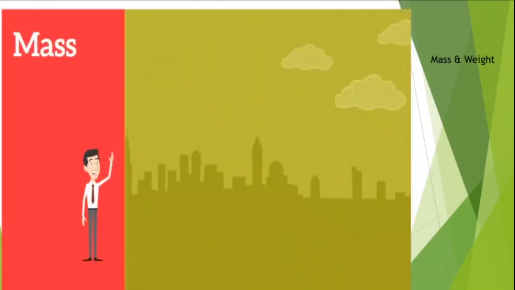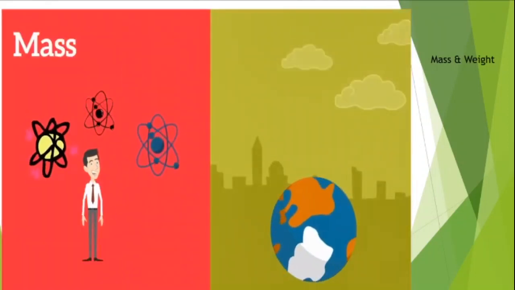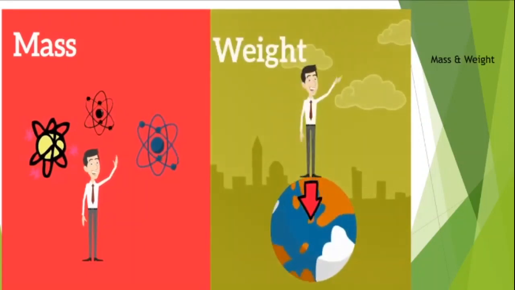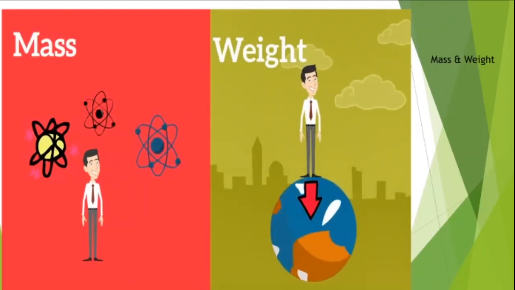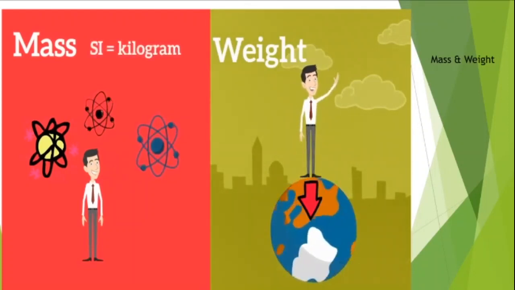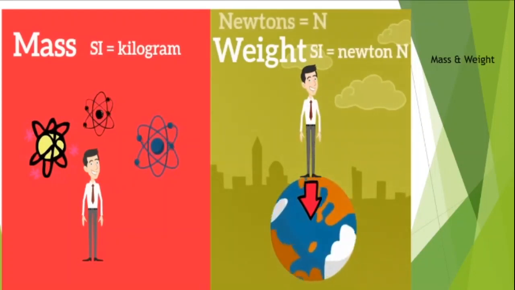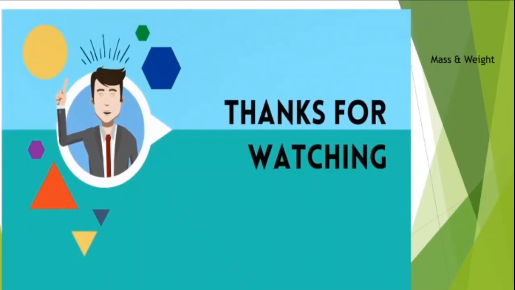So in conclusion, mass is a measure of how much matter something contains, and weight is a measure of how strongly gravity pulls on the same object. The SI unit for mass is kilograms. The SI unit for force is newtons. Thanks for watching, and Moo Math uploads a new math and science video every day.